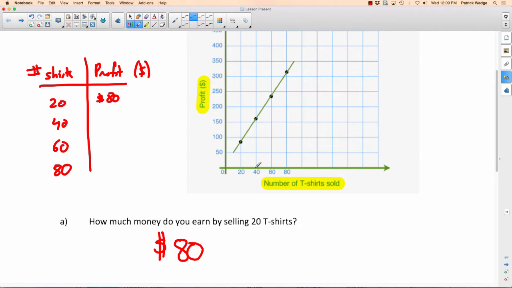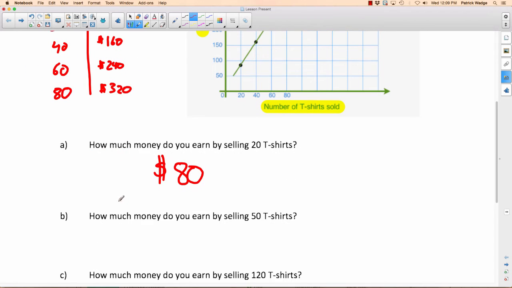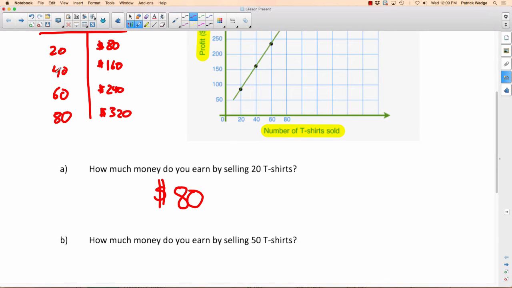Are we able to figure out the amounts? For 40, it looks like it's about 160. When it's 60, it's close to 250, but not quite, maybe 240. And for 80, it's a little bit more than 300. We'll say 320. So there was only actually 4 points that they graphed. And the first question, I asked you one of those 4 points. For the second question, I don't ask you one of those. I don't ask you 20, 40, 60, or 80. I ask you what 50 is.